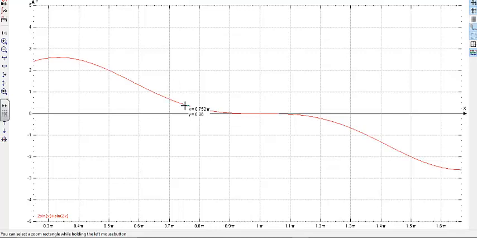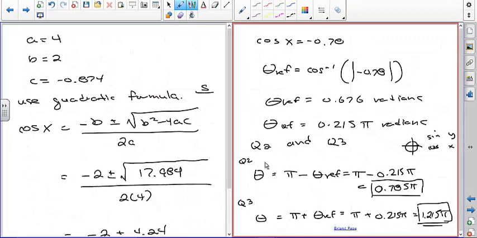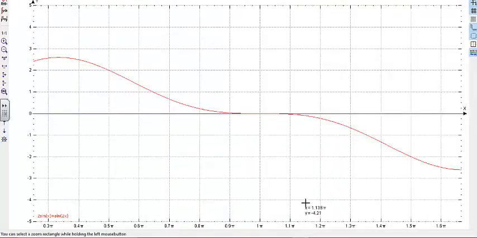Okay. Let's see what the others were. So it's between 0.3 pi and 1.7 pi. So let's see what we got. So this was between those two. That one's 1.215 pi. So let's do that. 1.215 pi. So right here, the slope of the tangent line is equal to the slope of the line connecting the beginning and end. That looks reasonable.